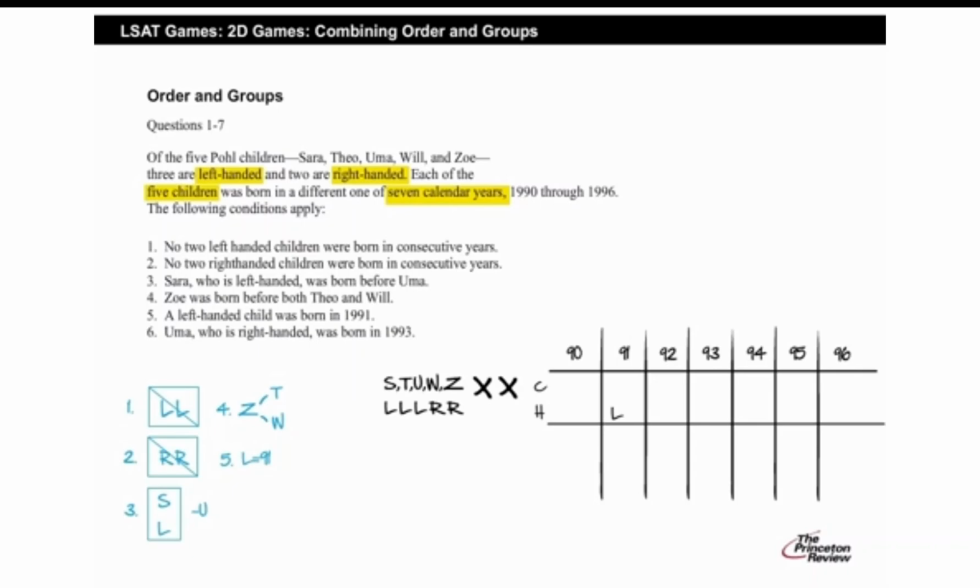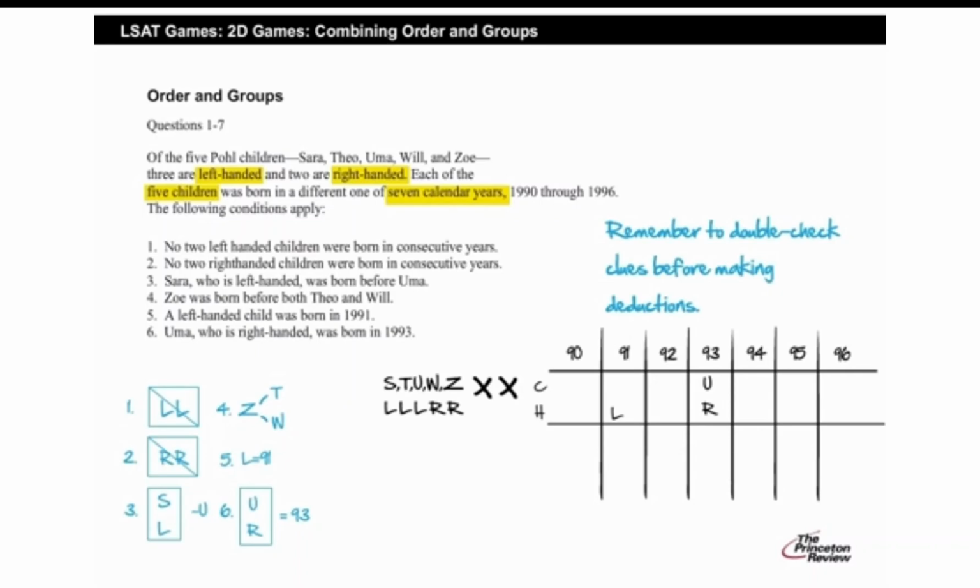The final clue tells you that Uma, who is right-handed, was born in 1993. Another excellent clue. Write it down and then place U and one of your R's in 93. Remember that once you have all of the clues symbolized, you must double-check carefully before moving on to the next step. And the next step is to look for deductions.